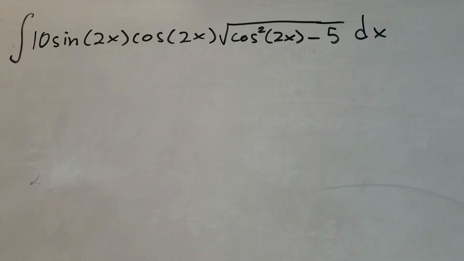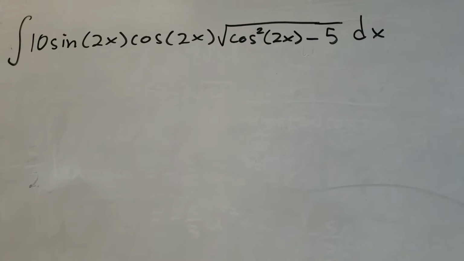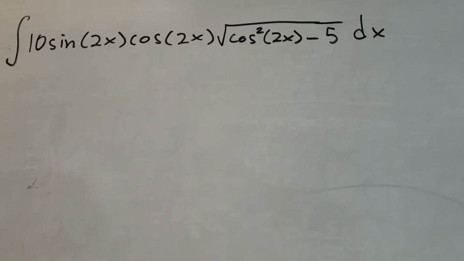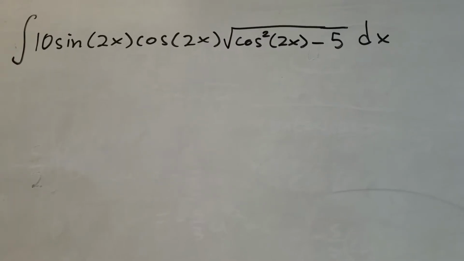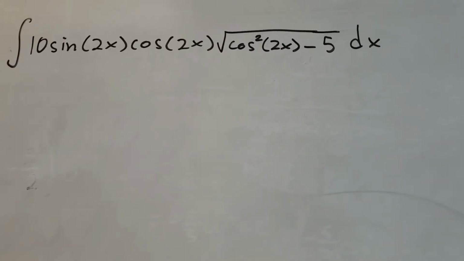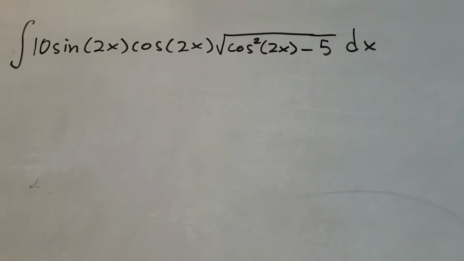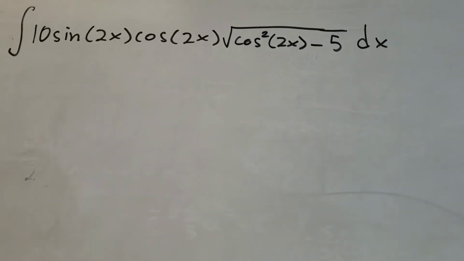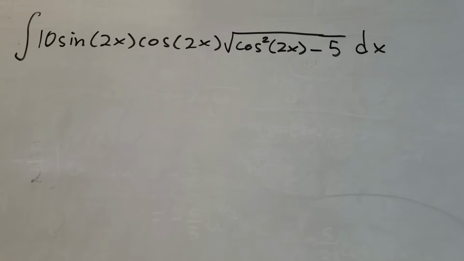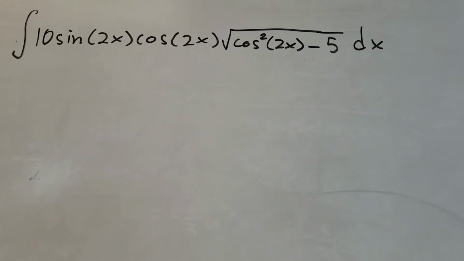And for this one, we're going to use u-substitution. It looks very intimidating, but it's actually really easy because we basically do the same process over and over again. You pick your u, you find your du, you plug it in and see if something cancels out. That's the idea.